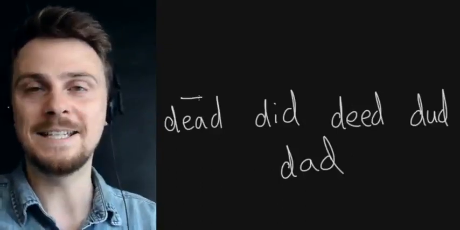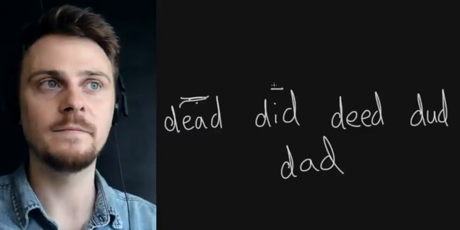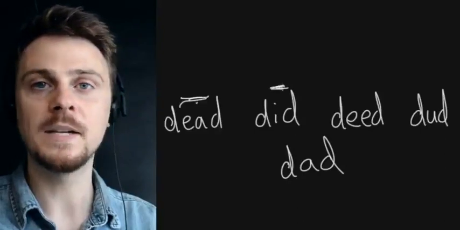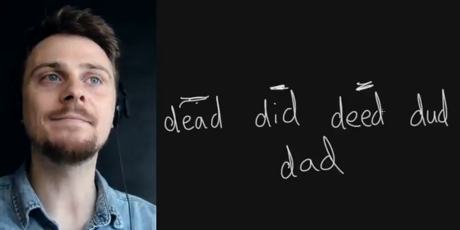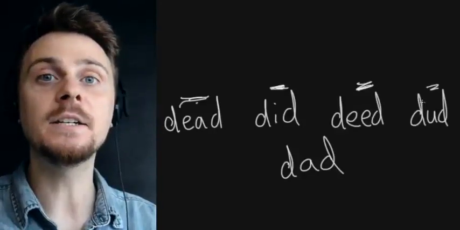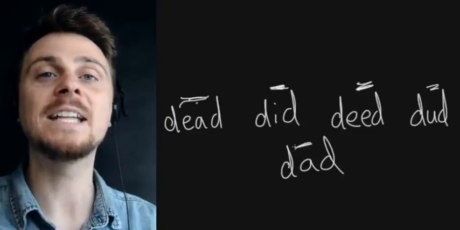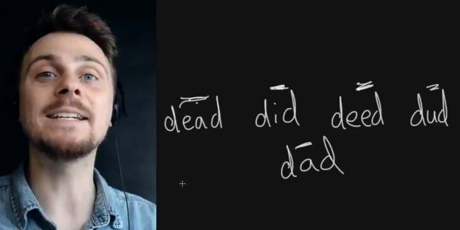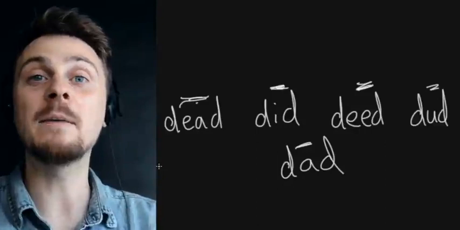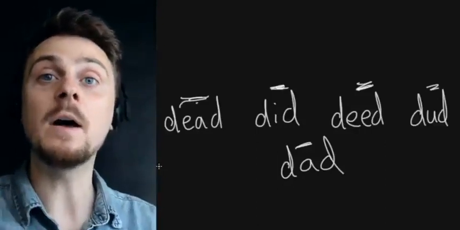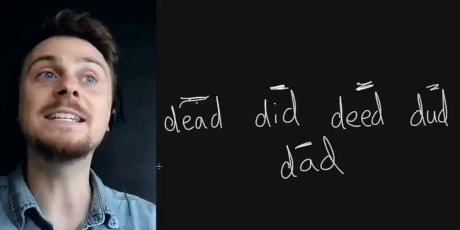Okay, so let me just give you one more really quickly to practice for the vowel sounds, okay? This one, dead, did, deed, dud, dad. And what you can do is you can quickly go through these and practice saying them fast to make them a habit more easily. Okay, so dead, did, deed, dud, dad.